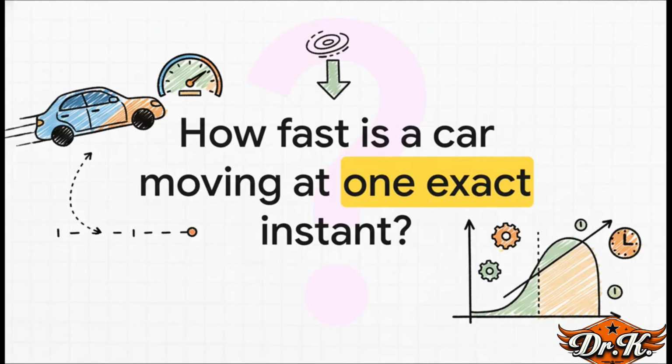Okay, so let's just dive right in with a question that sounds easy, but is actually surprisingly tricky. Picture a car moving down the road. Calculating its average speed is no problem, right? But what if I asked you, how fast is it going at the exact instant it passes that streetlight? Not over the course of a second, but in a single frozen moment in time. How would you even begin to measure?